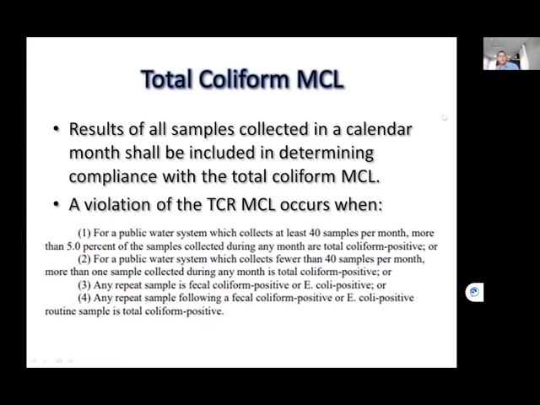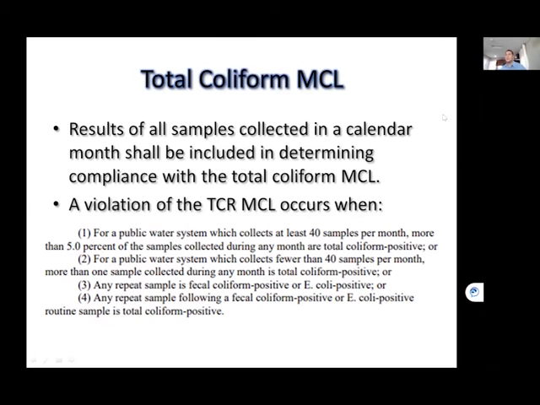Total coliform MCL results of all samples collected in a calendar month shall be included in determining compliance with the total coliform MCL. A violation of the TCR MCL occurs when a public water system which collects 40 samples per month has more than 5% of samples TC positive, or for a public water system that collects fewer than 40, more than 1 sample is TC positive, or any repeat fecal or E. coli positive, or any fecal coliform or E. coli positive routine samples, total coliform positive.